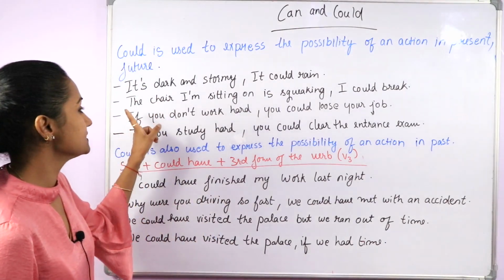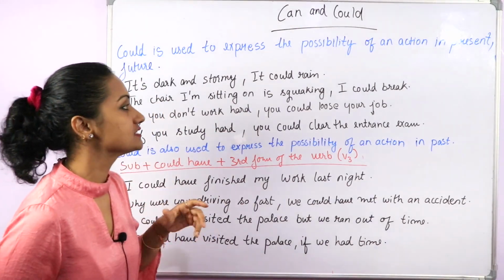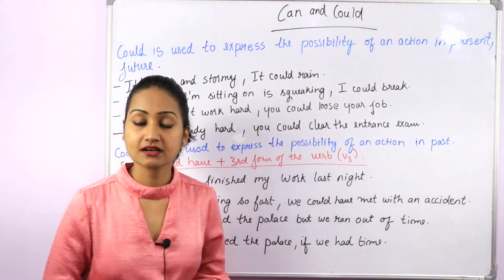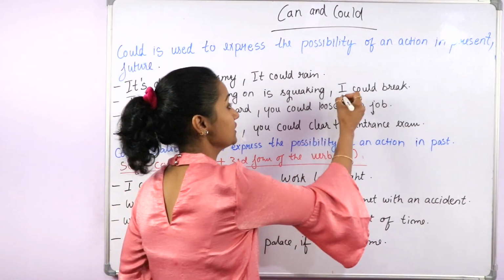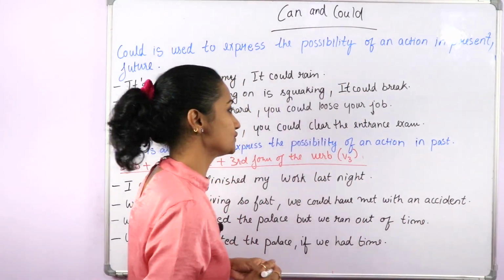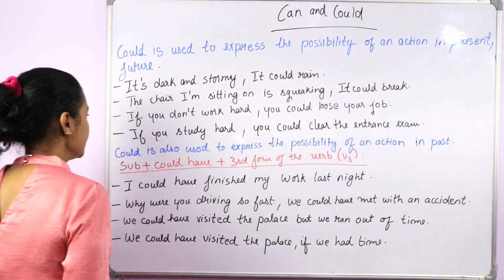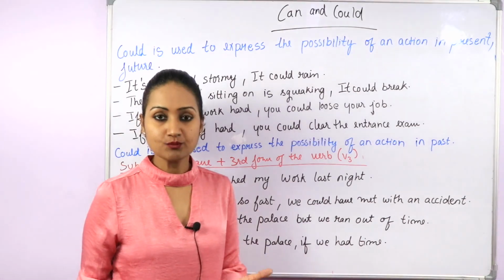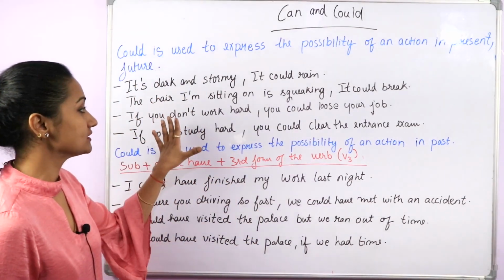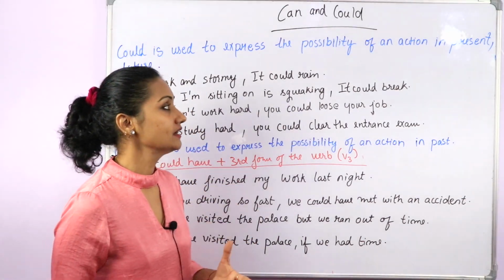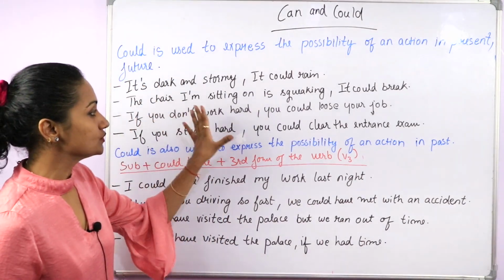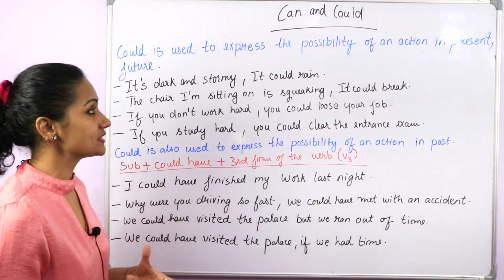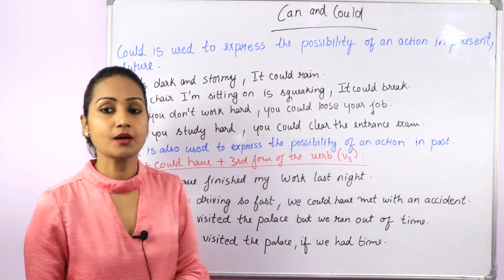Okay, next is, the chair I'm sitting on is squeaking, it could break. Or sorry, I have written I could break. It could break. Okay, so again there is a possibility in present, because I'm sitting on this chair and it is squeaking, so I think it could break. So this way you can use could to express the possibility of an action in present.